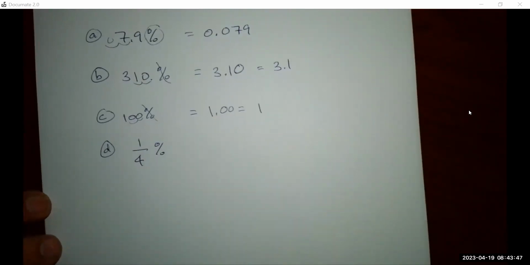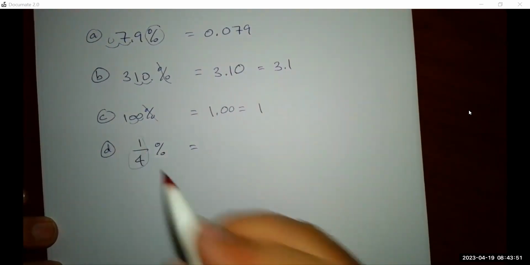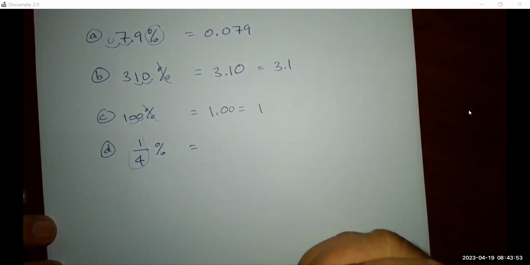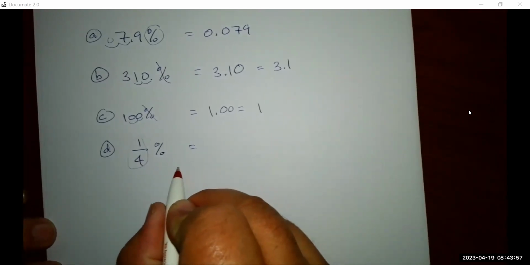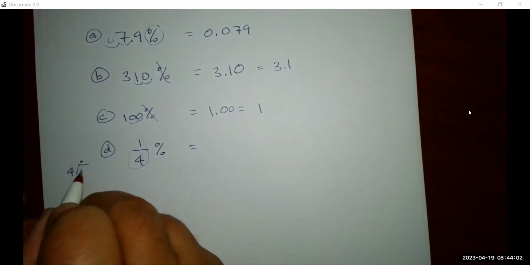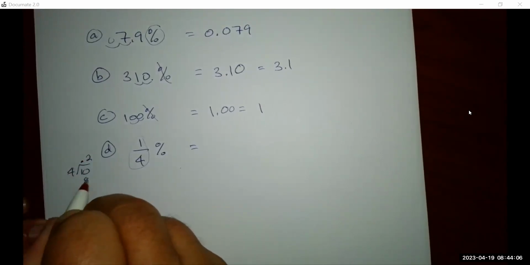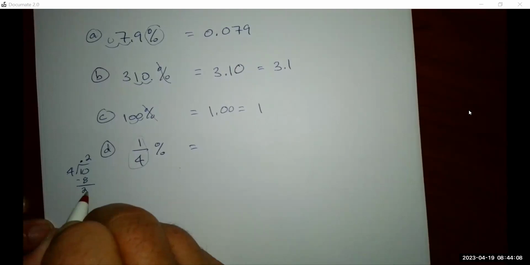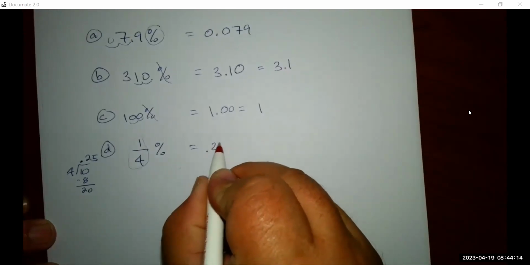One fourth of a percent. What you have to do here first is convert that to a decimal. So if we make it 4 goes into 1. Doesn't, so I put a decimal. 4 goes into 10 twice. 2 times 4 is 8. 0. 4 goes into 20 5 times. So this is 0.25%.